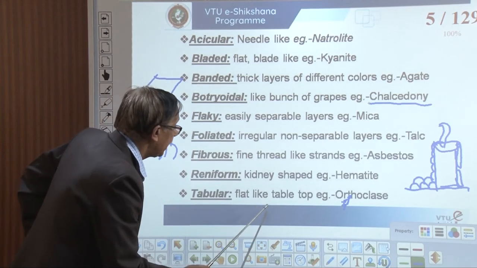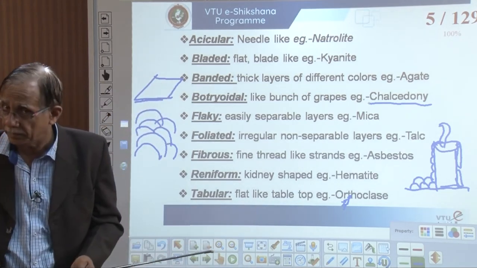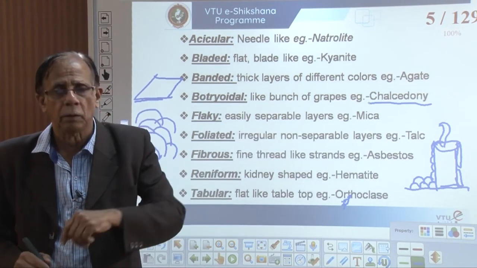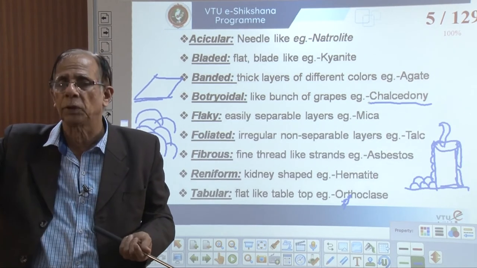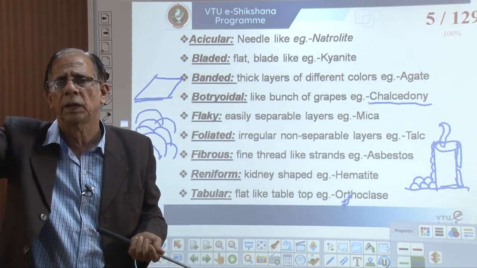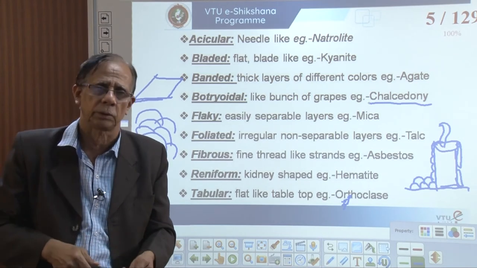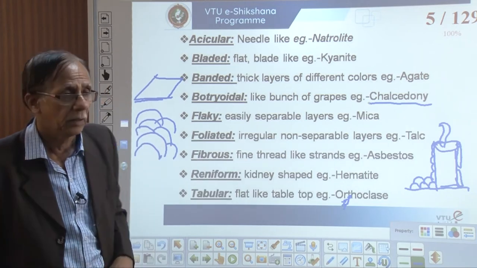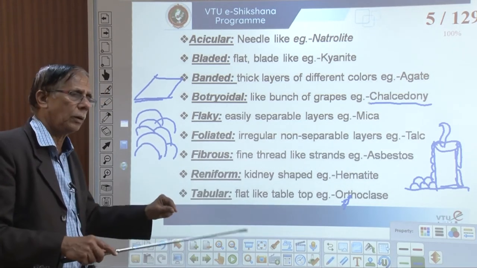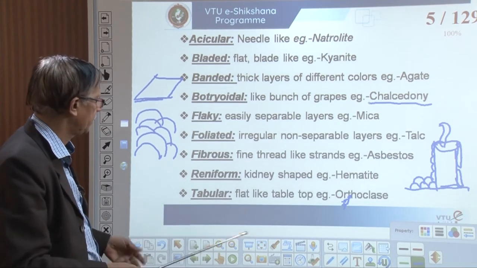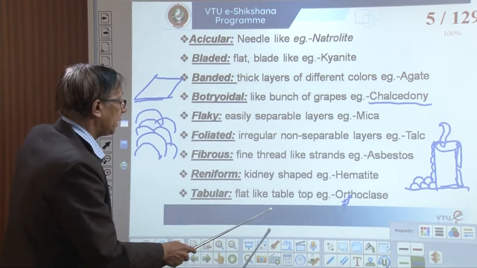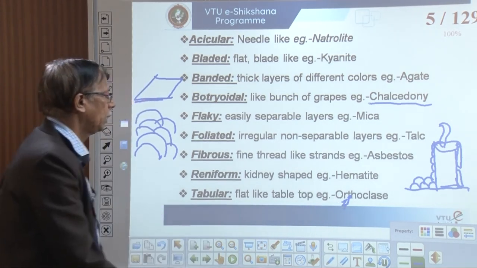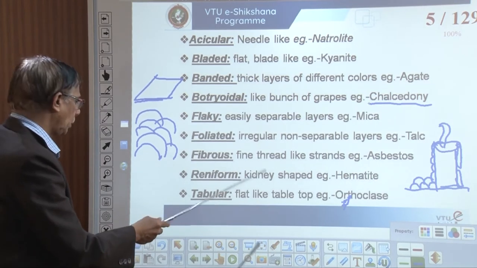Tabular, flat like a table, top like flat. They have in two dimension, rectangular or cube, perfect square shape, a plane surface. In one direction we get, in the other direction not. Such a table surface like flat, two dimension, rectangular or square shape, but in third dimension it is different. It is a tabular, flat like. There are several minerals, especially the orthoclase mineral is a typical example for this.